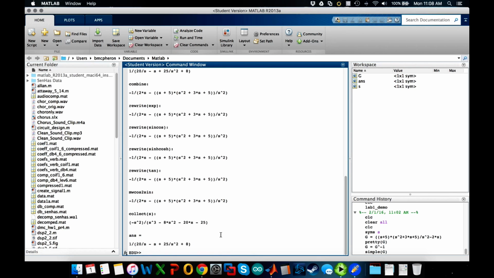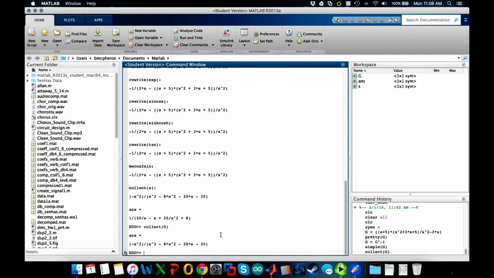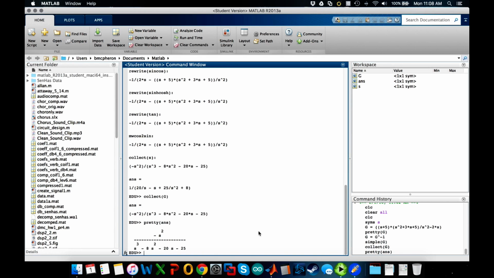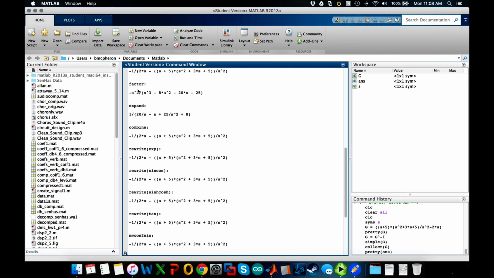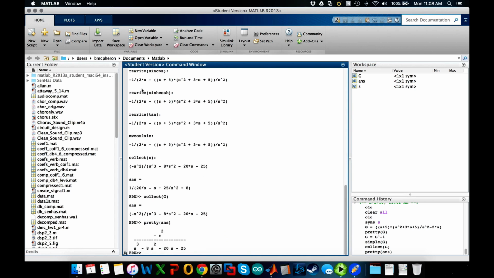So what we might want to do is use the collect command, collect g. And when we use the collect command, what we actually get is something that looks like a transfer function where we have factors of s. And we can actually make that pretty by using pretty of answer. And that looks much nicer at this point. And then, of course, collect is useful. Other useful ones are expand. And if you, again, just use the simple command, you can see which command gets you to the thing that you might want. In this case, collect is exactly what we were looking for. And that's really all there is to it.